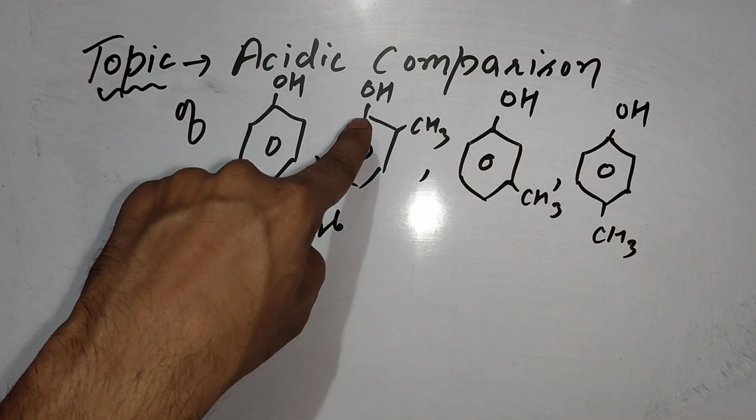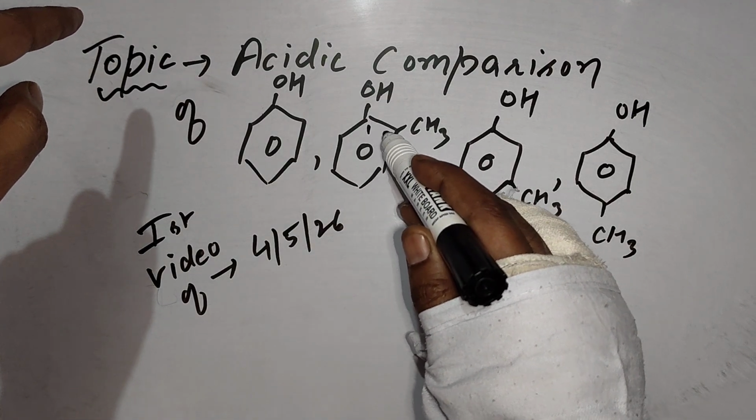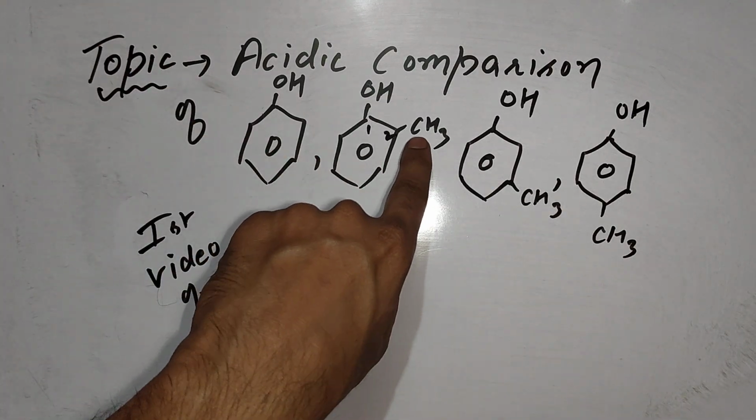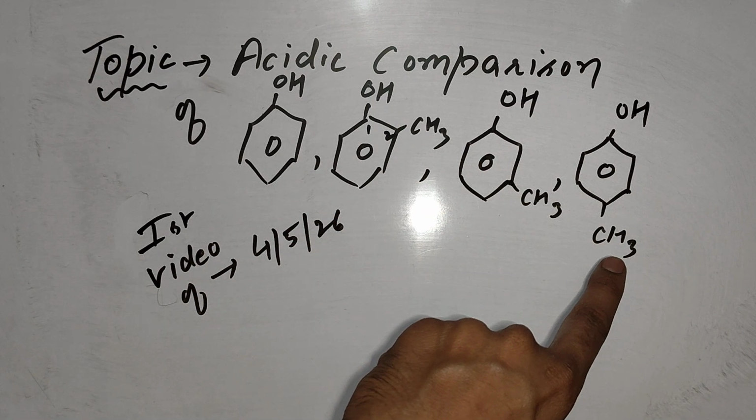If I talk about IUPAC naming, numbering will be done. Least number will be given to functional group, then side chain. So 2-methyl phenol, this will become 3-methyl phenol, this will become 4-methyl phenol.